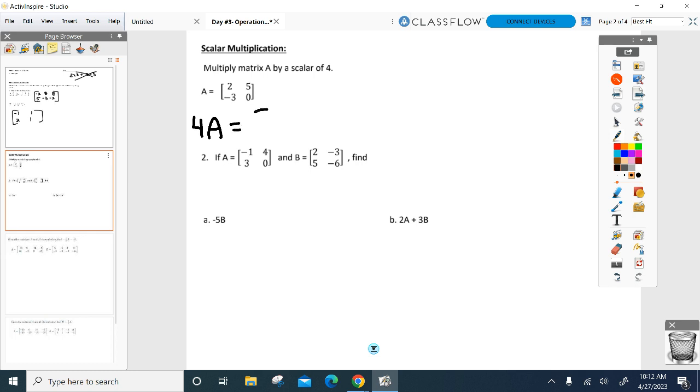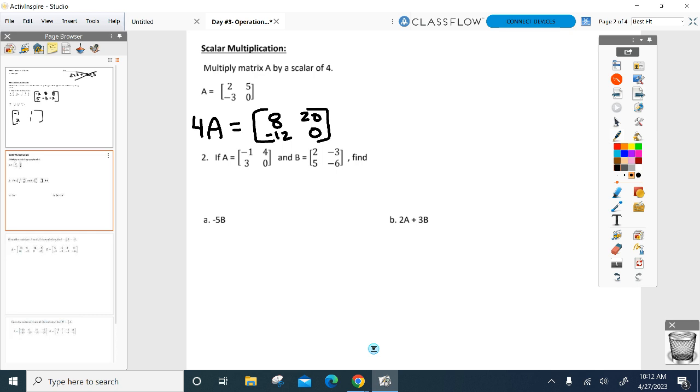And what do you do? You multiply everything inside by 4. 8, -12, 20, 0. All right, so there it is.